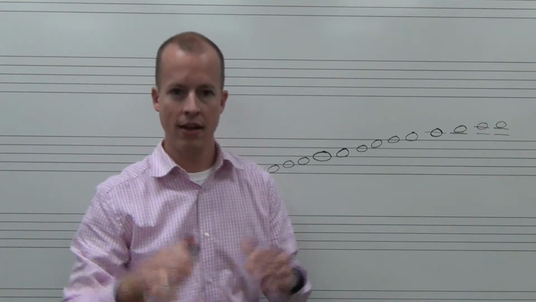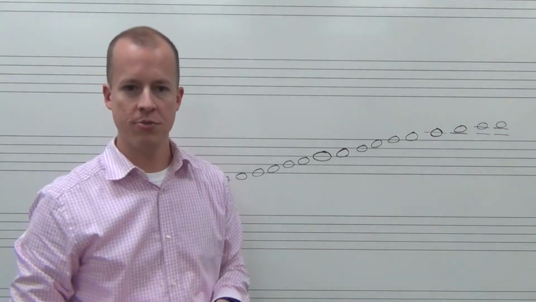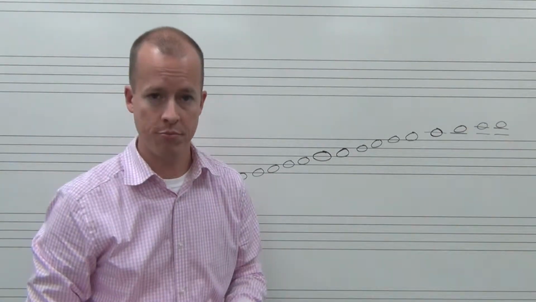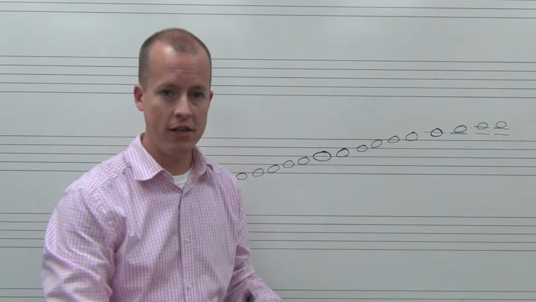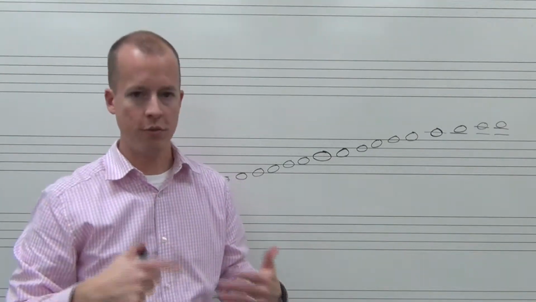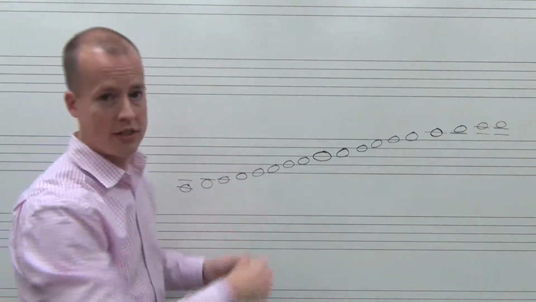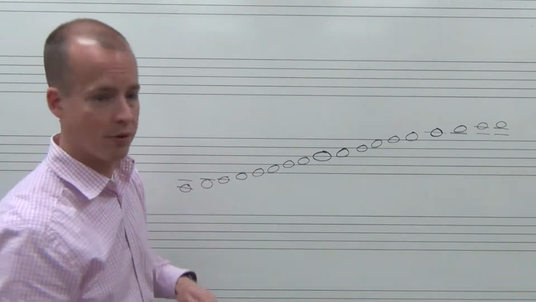Now, to assign actual notes or pitches to these different lines and spaces, we use what's called the musical alphabet. The musical alphabet goes A through G, A, B, C, D, E, F, G. Once we get to G, we start back over with A, B, C, D, E, F, G, A, B, C, D, E, F, G. Okay? And it just goes according to the same line, space progression.